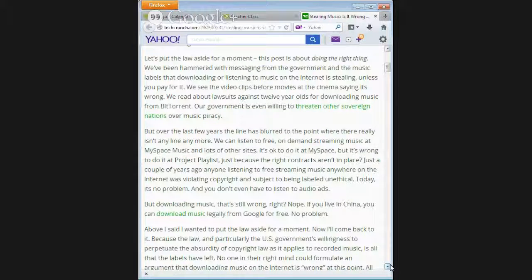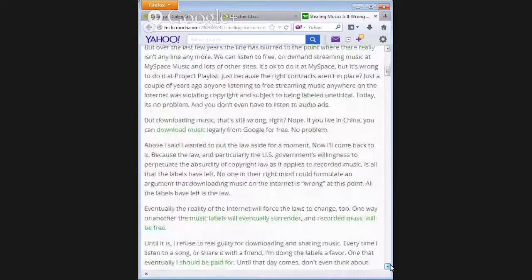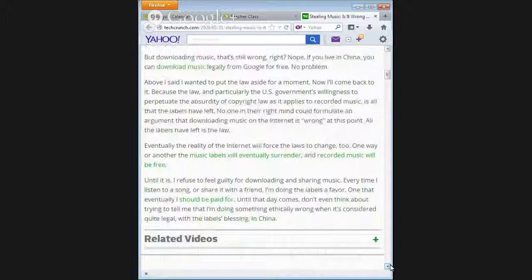But downloading music, that's still wrong, right? Nope. If you live in China, you can download music legally from Google for free. No problem. Above, I said I wanted to put the law aside for a moment. Now I'll come back to it.